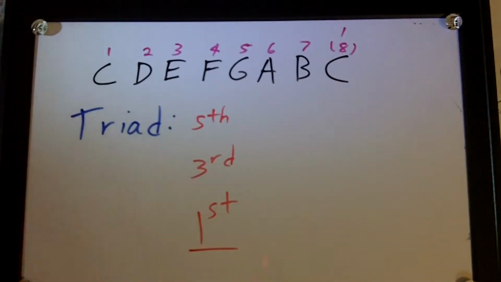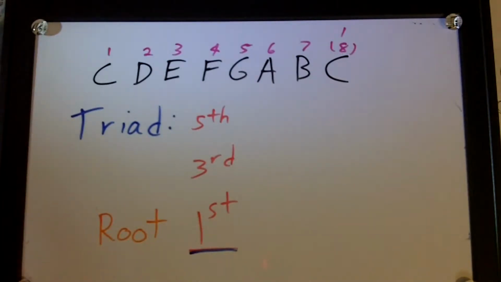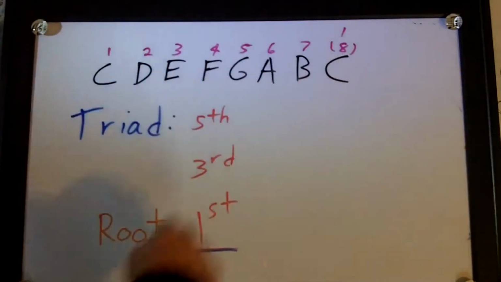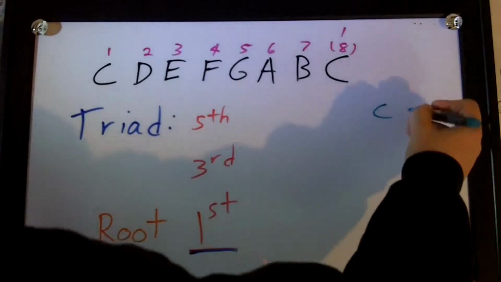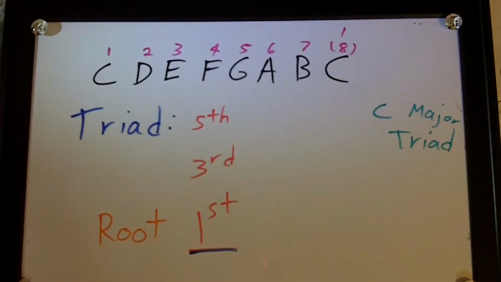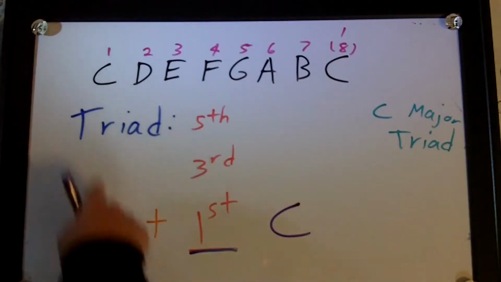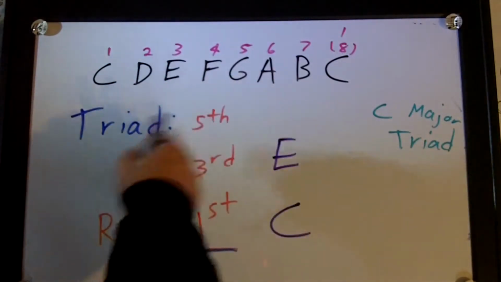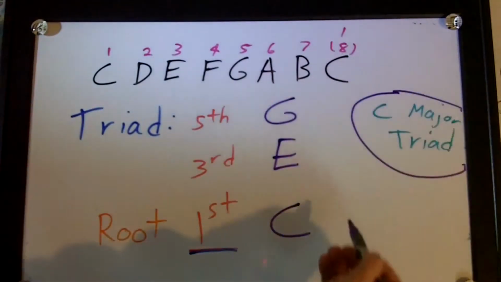Now, the scale is based upon the first note, something else that we call the root. Now, the root is extremely important. It tells you what scale you'll be working inside of. If the root were, say, E, we would work inside the E major scale. So the root is C, because we have a C major triad. So this is easy. The root is C, the third then is E, and the fifth is then G. This is the C major triad.